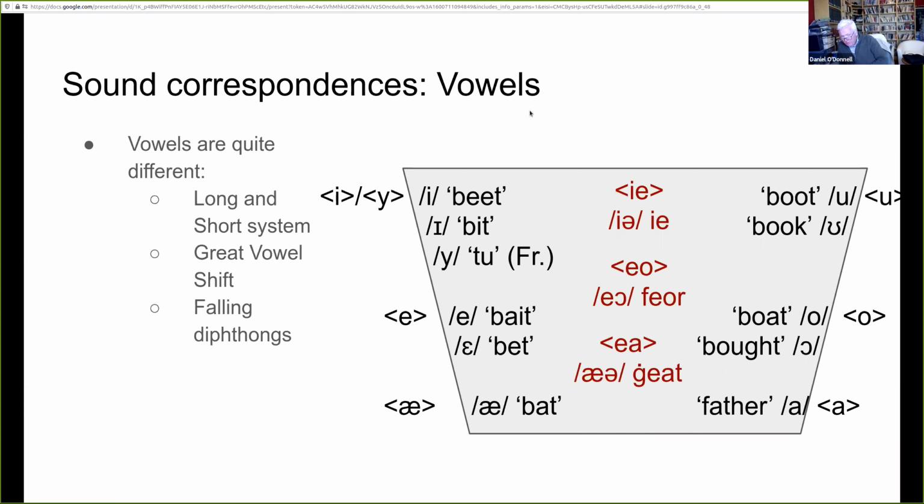The letter O is used for both the boat sound and the bot sound. And the letter U finally is used for both the boot sound and the book sound.